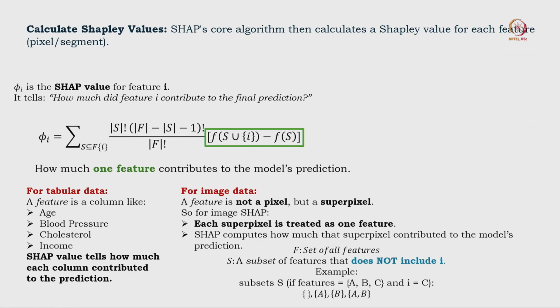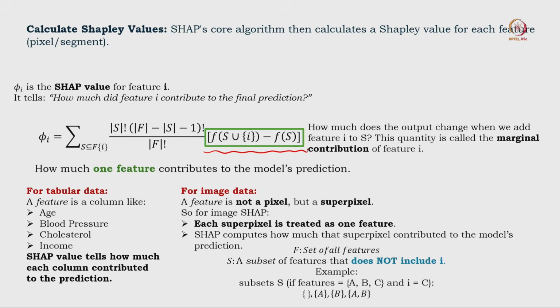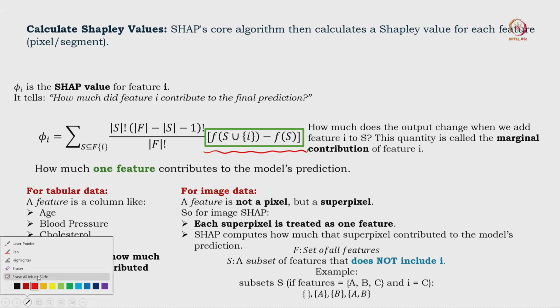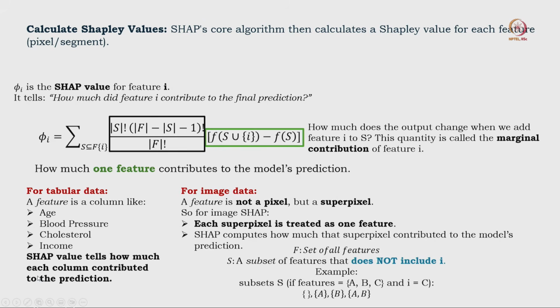First, let us understand what exactly this term is. This will tell us how much the output changes when we add a feature i to S. So, this is one important term. It is going to explain how the output changes when we add a feature i to the S. We will understand this with an example, and the next important concept here is this particular fraction.